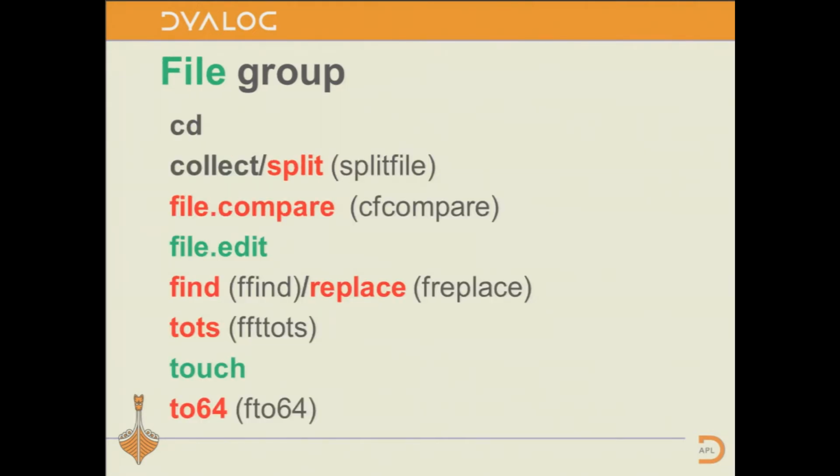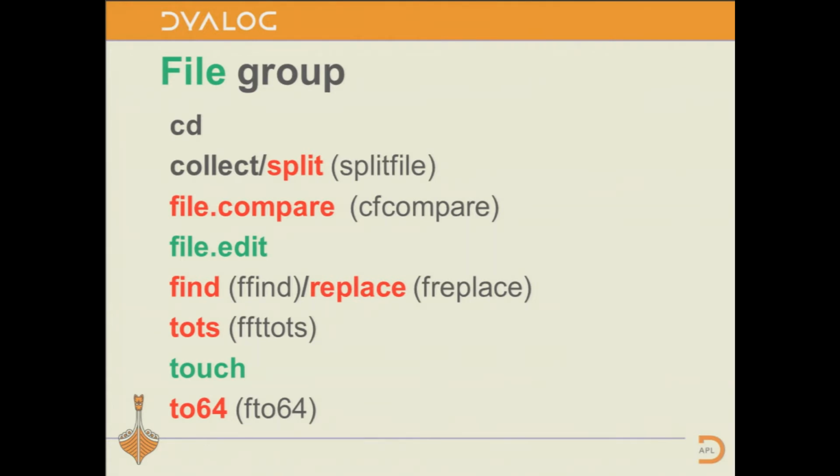The group file, you can change directory, collect and split files. So you can take a big file, split it into several smaller files, regenerate the file afterwards with the collect command. Compare files, edit files. So for example, if you have a text file that you would like to edit, instead of going to an editor like Notepad, you can just say bracket file, edit the name of the file. We'll bring it in, you can edit it, and then save it back again.